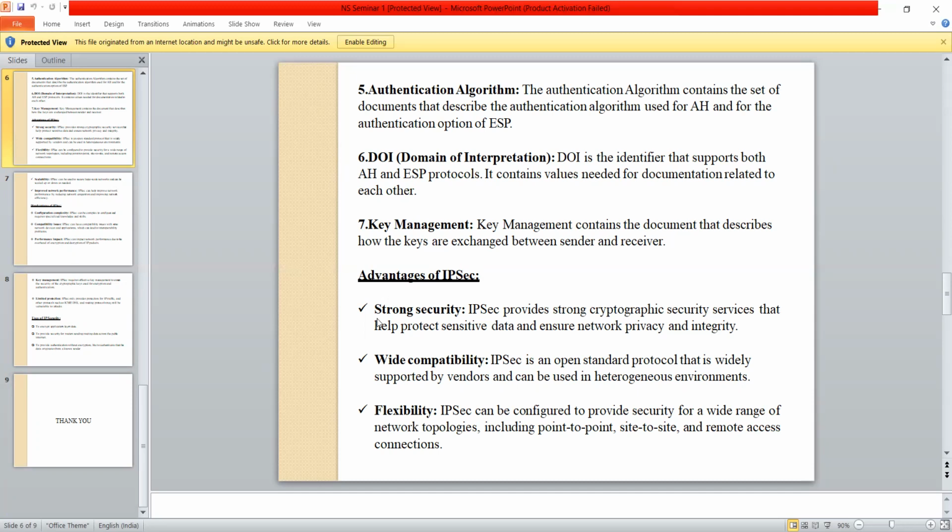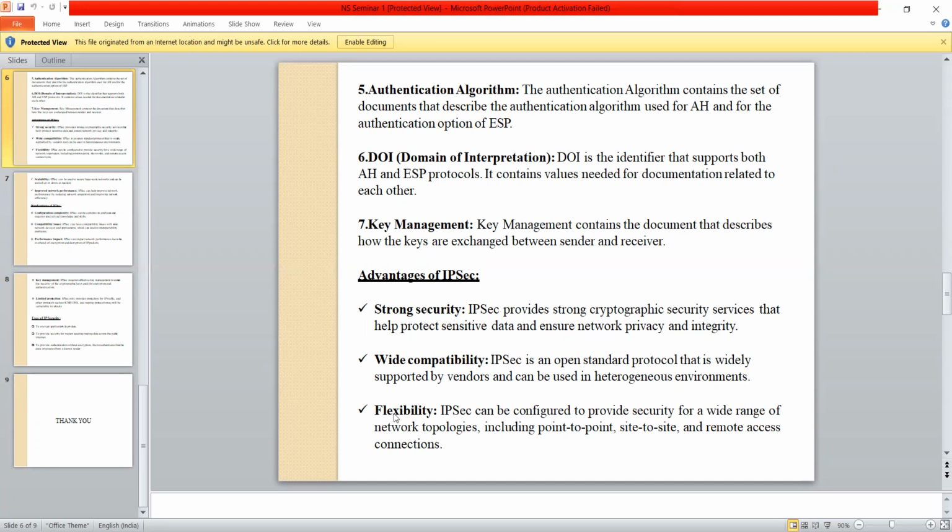Now let's see the advantages of IP security. Strong security: IP security provides strong cryptographic security services that help protect sensitive data and ensure network privacy and integrity. Wide compatibility: IP security is an open standard protocol that is widely supported by vendors and can be used in heterogeneous environments.